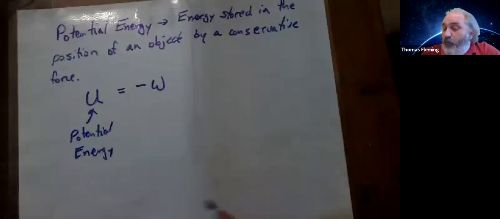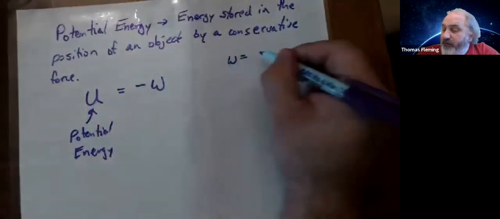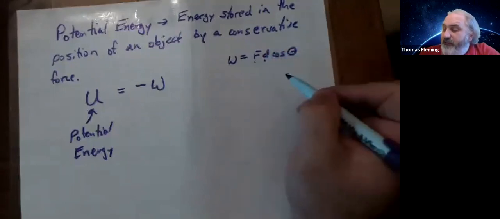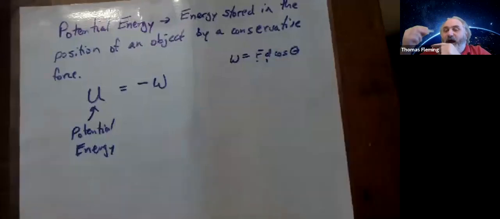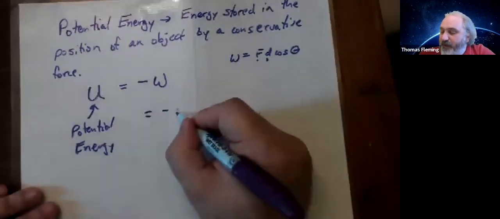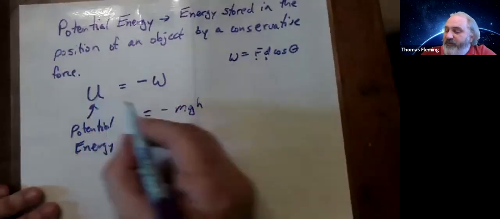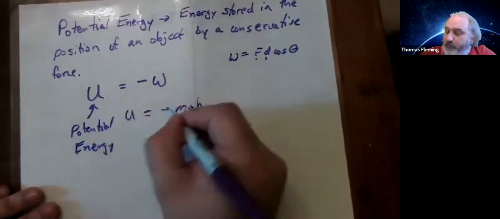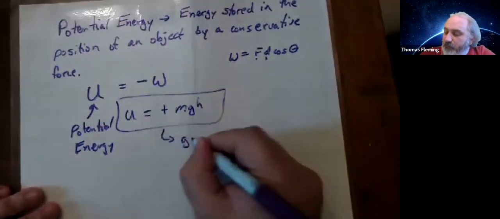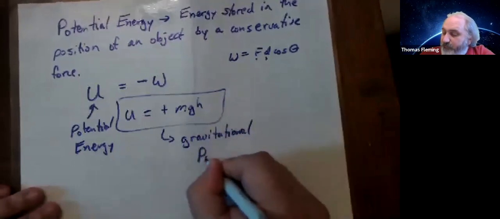And for gravity, we'll be able to come up with an expression for that, because the work done by gravity is easy, right? Remember, work is F d cosine theta. And the F and the d, that's going to be mg, and the height is however high I lift it. So the work done by gravity, if I lift something up, would be negative mgh. And so therefore U would be the negative of negative mgh, which is positive mgh. So this is called the gravitational potential energy.